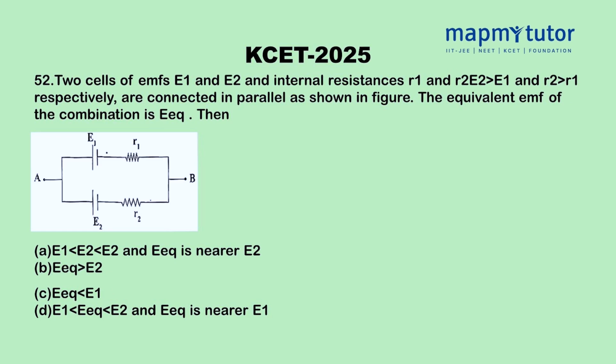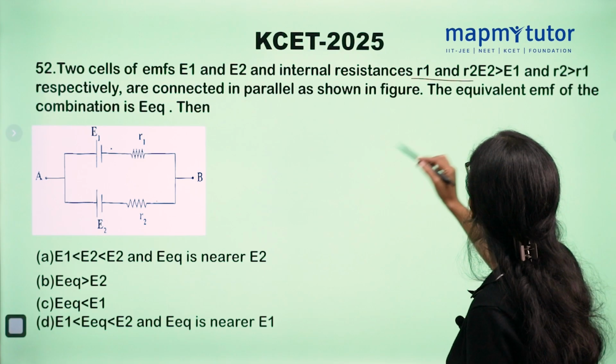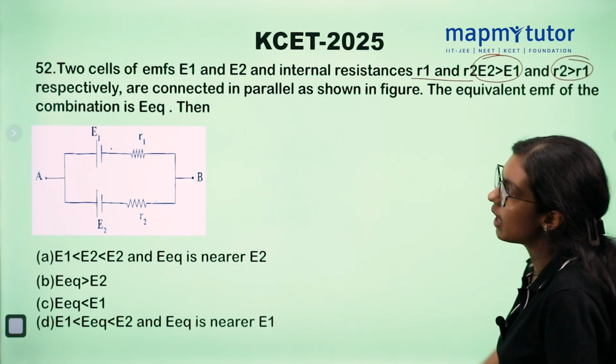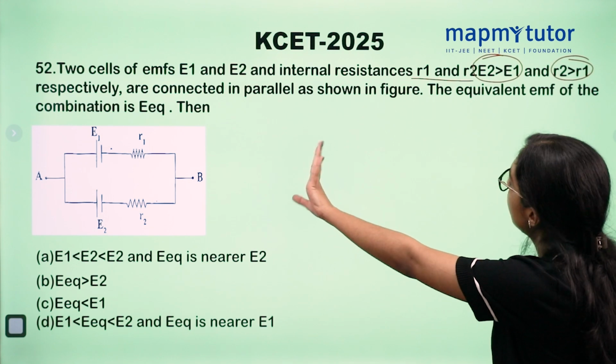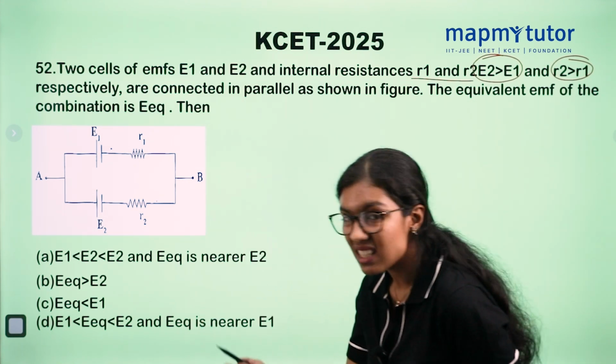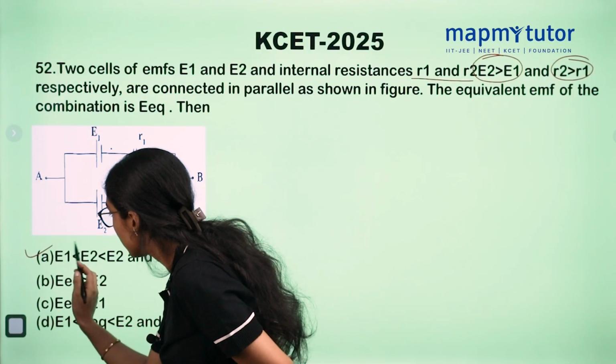Two cells of EMF E1 and E2 and internal resistance r1 and r2, I'll give it to you such that E2 is greater than E1 and r2 is greater than r1, are connected in parallel as shown. The equivalent EMF is very easy. It's just option A.